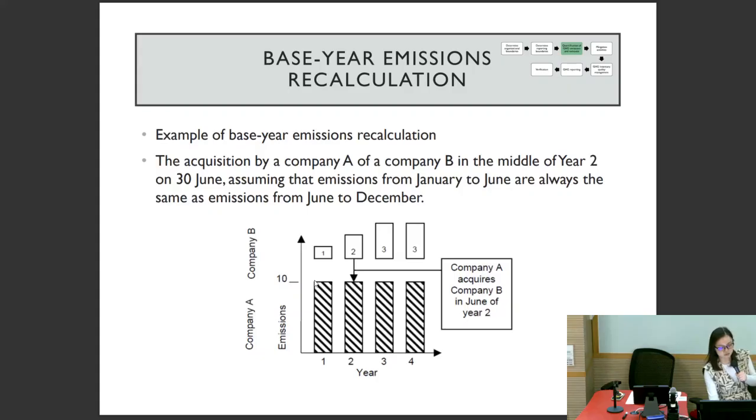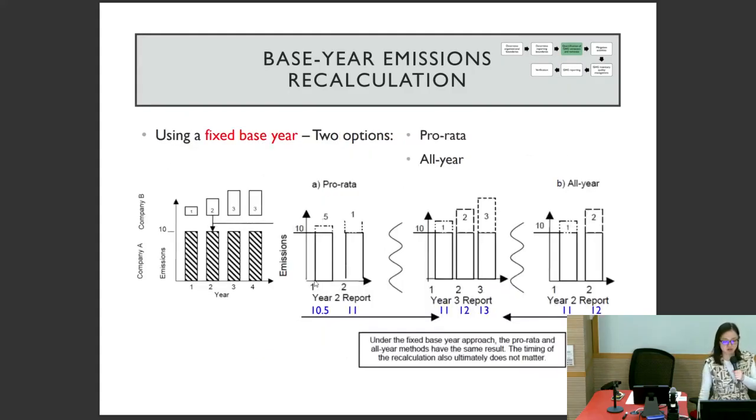And there are different methods of recalculation. The first one I want to explain is the fixed base year. For the fixed base year, there are two options, pro rata and all year. For pro rata, if company A acquires company B in the middle of the year, then for that year, company A should be responsible for half of the emissions, right? By pro rata, by ratio, so half.